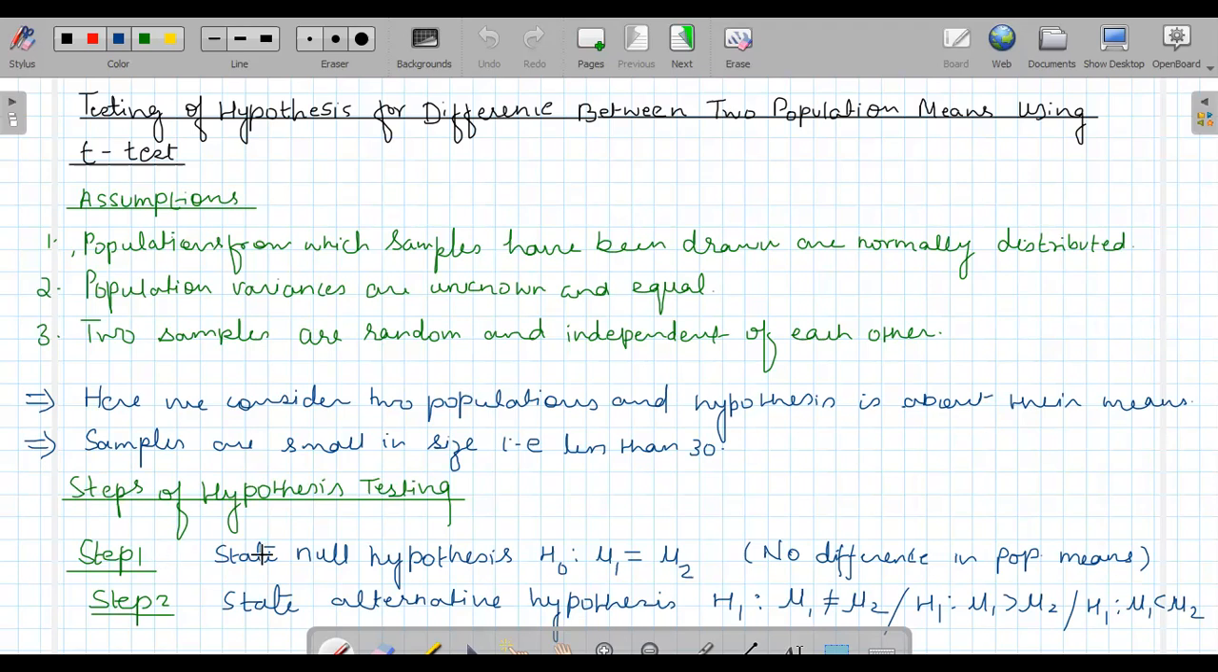Step number 1 is state null hypothesis H naught, which is mu1 is equal to mu2. Mu1 is the mean of the first population and mu2 is the mean of second population. And null hypothesis that mu1 is equal to mu2 means there is no difference in their population means. Step 2: State alternative hypothesis, that is mu1 is not equal to mu2 or mu1 is greater than mu2 or mu1 is less than mu2. So which alternate hypothesis we state, that depends upon what type of claim we want to test.